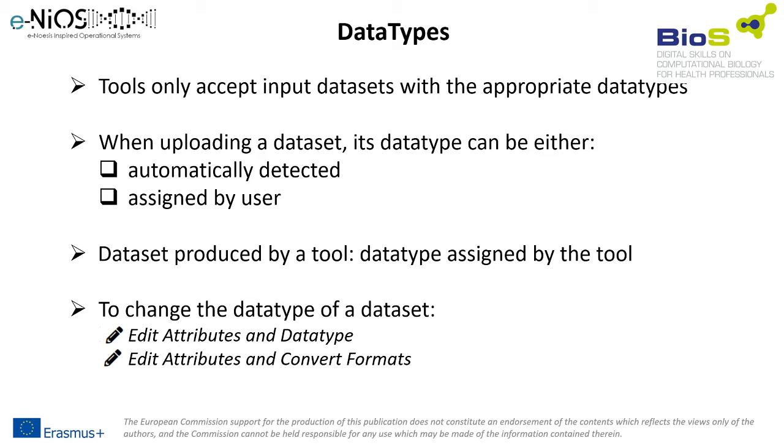By clicking on Edit Attributes, you can also choose Convert Formats to create a new dataset using a tool that converts the original dataset into the new format. New data types can be added to the Galaxy code base if missing.